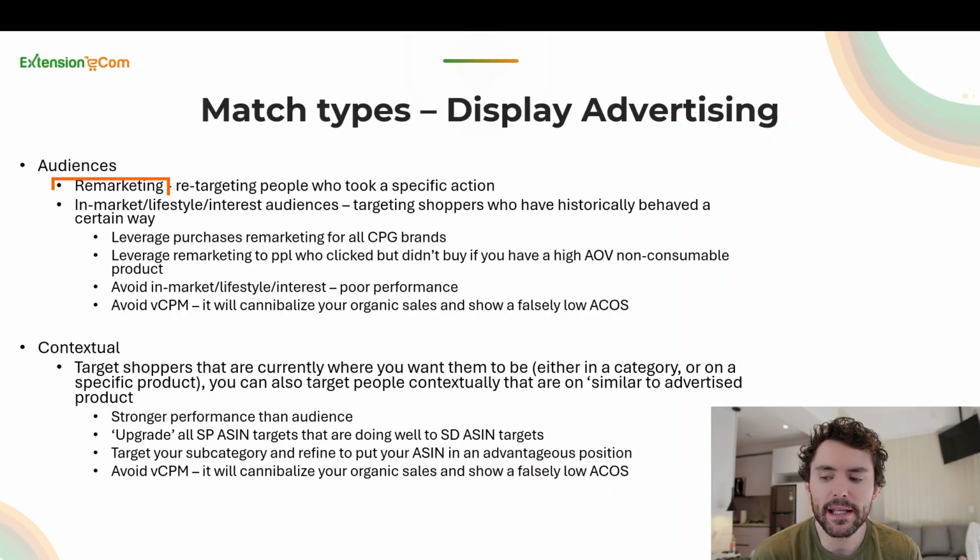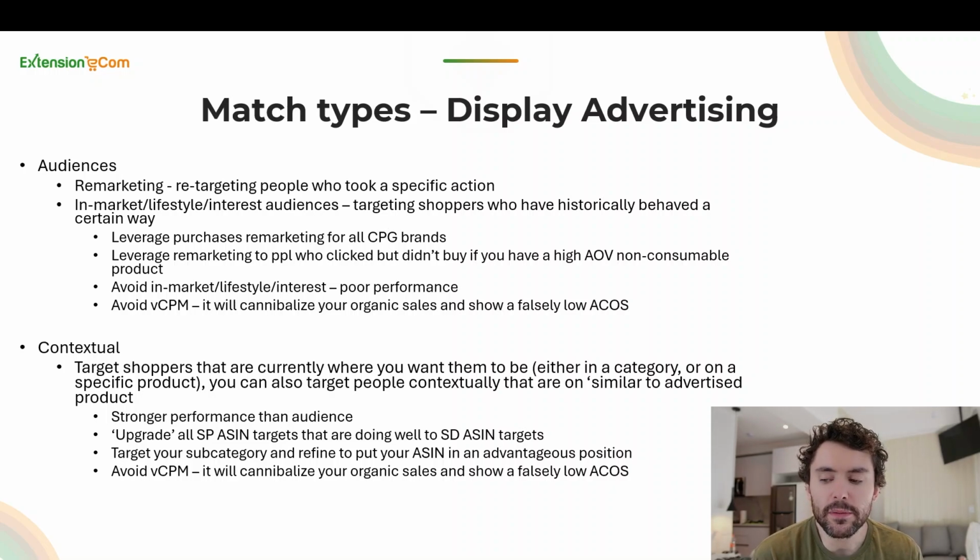They clicked and didn't buy. They clicked a competitor and didn't buy. They bought from you previously. And versus in-market, lifestyle, and interest audiences, these are shoppers who have behaved historically in a certain way. They have been in this market in the past 30 days. They have historically had a lifestyle that purchases products that you sell.